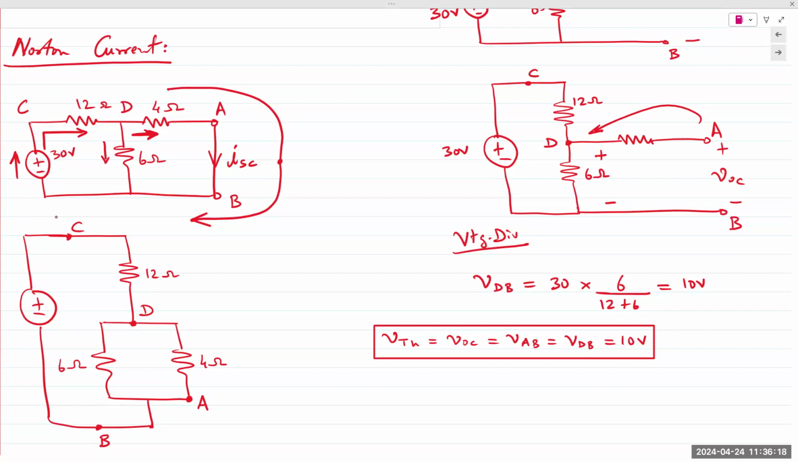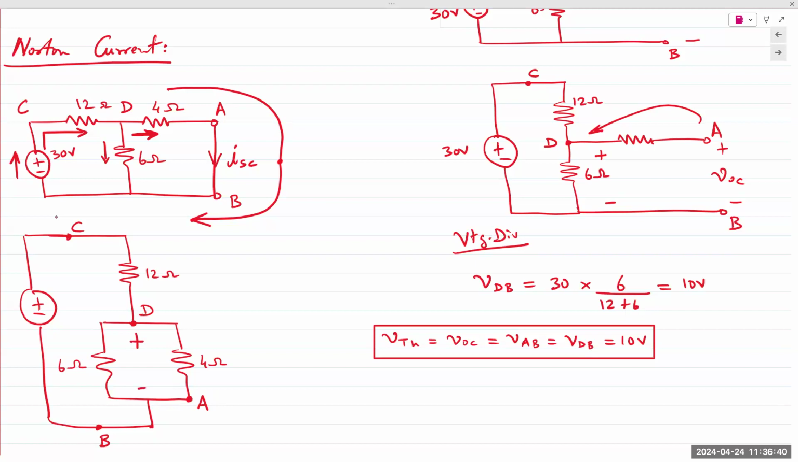Somebody did say 4 ohm resistor, right? So you extend that arrow in both directions and see which component it is associated with. In this case, ISC is the current that is flowing through the 4 ohm resistor. So we need to find the current flowing through the 4 ohm resistor. And as somebody pointed out earlier, we can apply current division to do that.